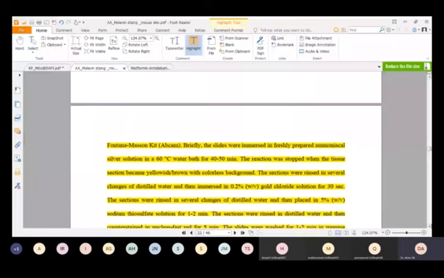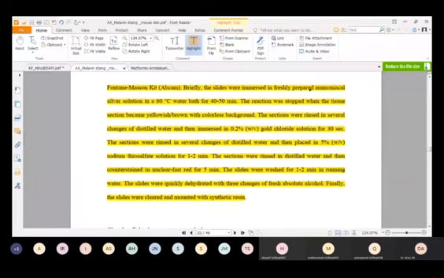The slides were immersed in freshly prepared ammoniacal silver solution, and this solution comes with the kit. The reaction was stopped when the tissue section became yellowish brown with a colorless background. Then the samples were rinsed in several changes of distilled water and then immersed in gold chloride solution. This also comes in the Fontana Mason staining kit.